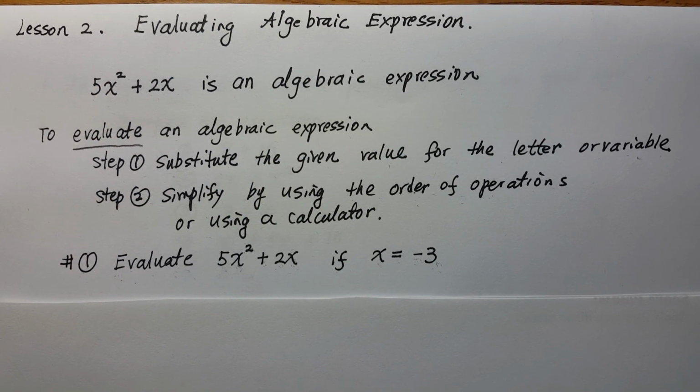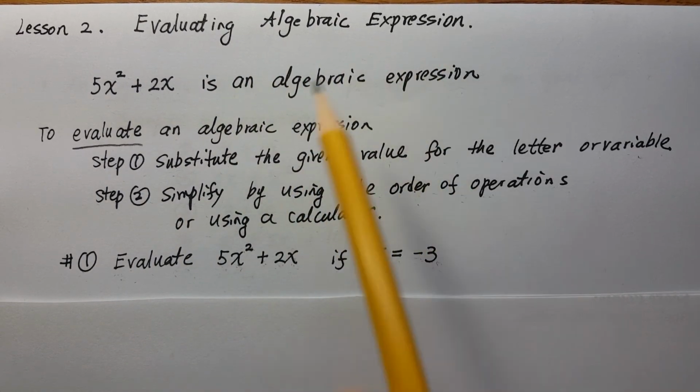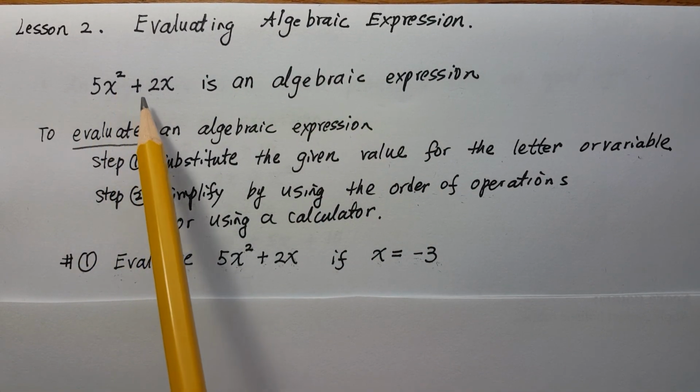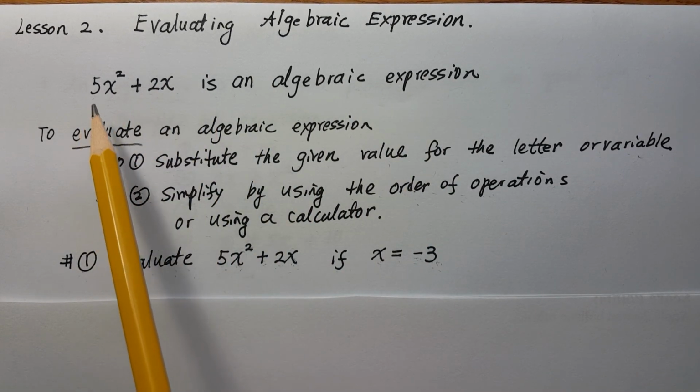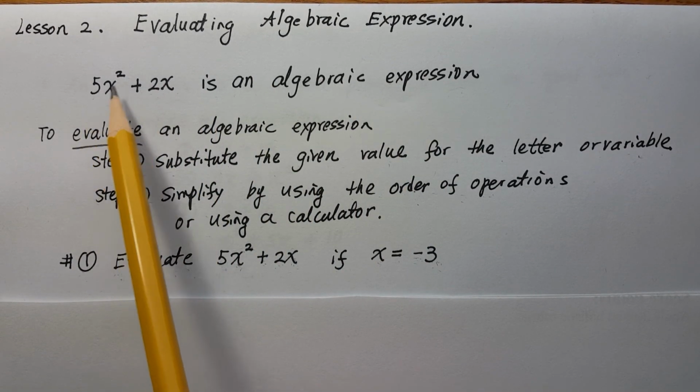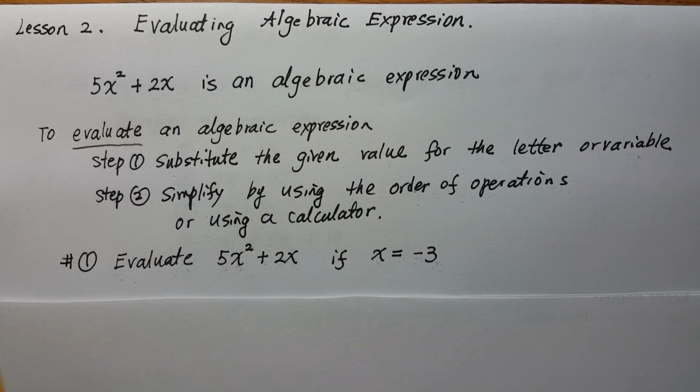Hi, today we are going to lesson number 2, evaluating algebraic expressions. 5x squared plus 2x is an algebraic expression because it has no equal sign, it has a variable, it has numbers, it also has operation symbols like addition and multiplication. Let's take a look at number 1.